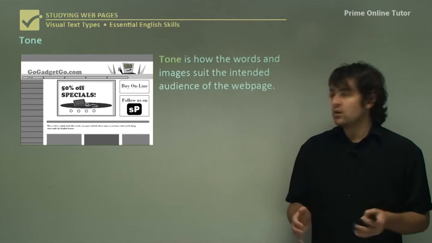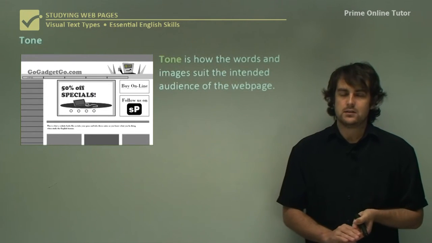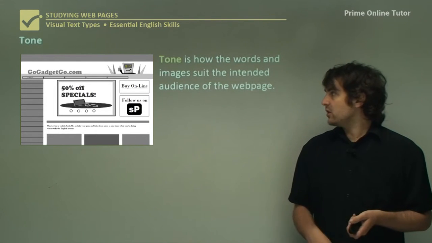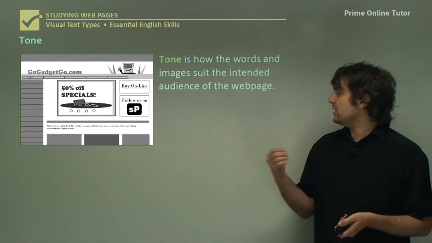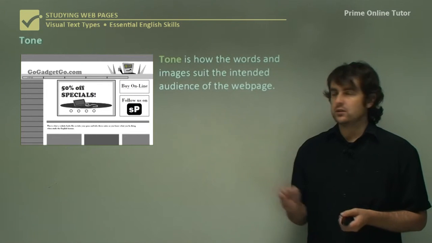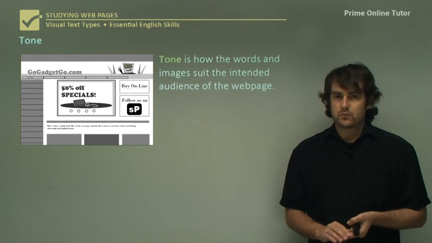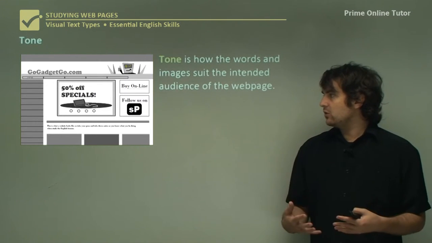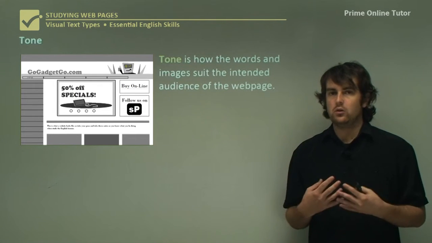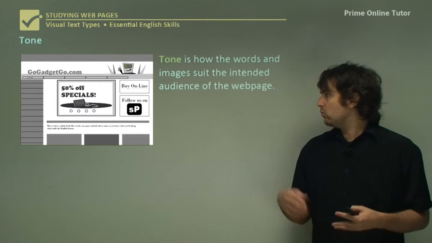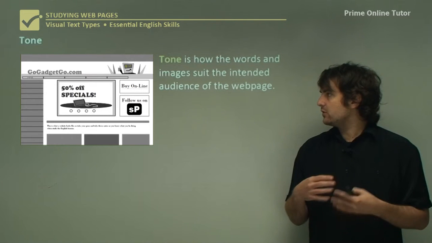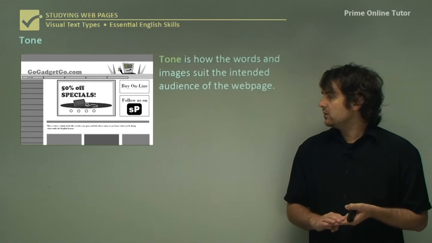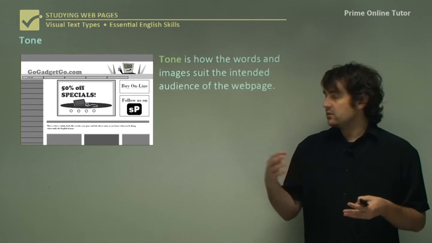Okay, so let's have a look at tone to start with. And this is one of the main techniques, one of the main four. All right, tone is basically the way that the words and the images suit the audience of the web page. So have a look at the example on my right, then you'll see it's a technical website. It's for tech products. And what the tone is, it's very sort of technical, where it immediately goes through the kinds of devices on the website.